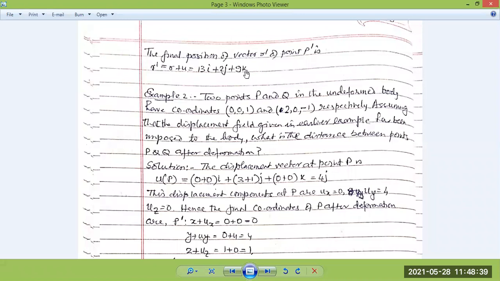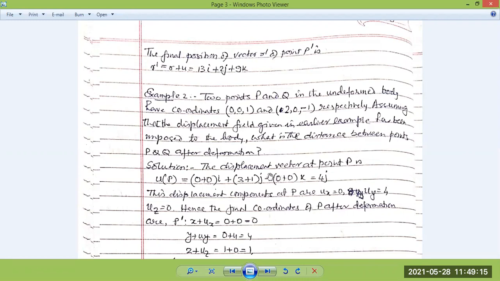Now, example number 2 is there. Two points P and Q of the undeformed body have coordinates 0, 0, 1 and 0, 2, minus 1. So initially we know the coordinates. Assuming the displacement field given in the earlier example, the same displacement field is there for both examples. What is the distance between the points P and Q after deformation?